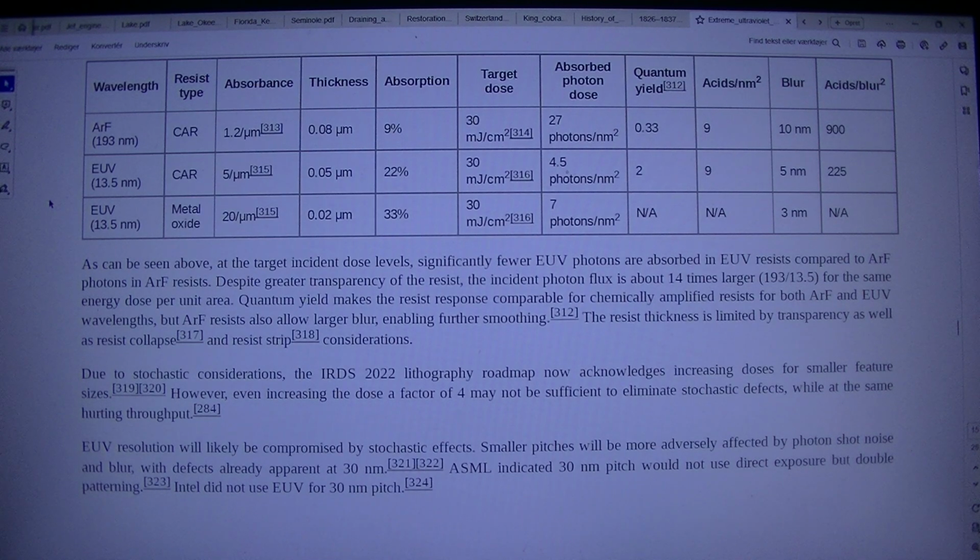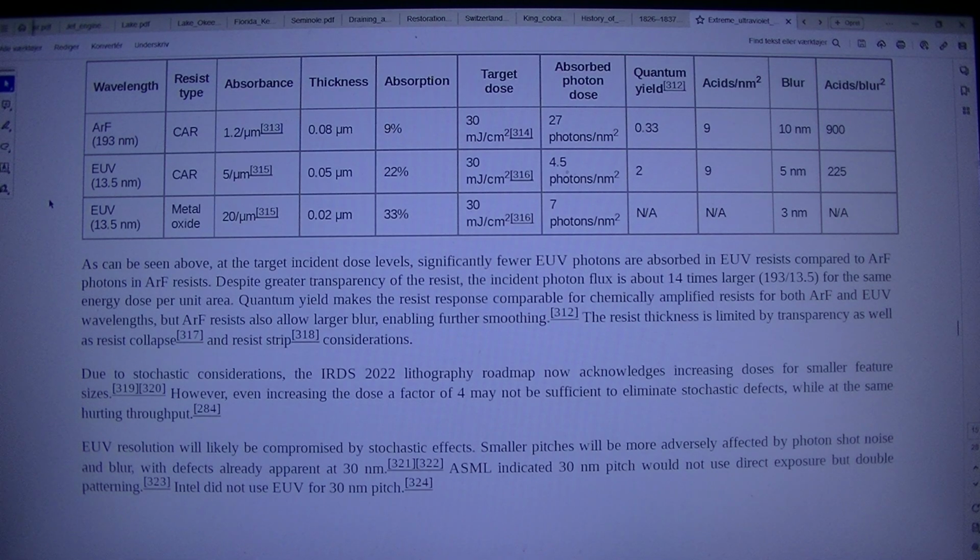As can be seen above, at the target incident dose levels, significantly fewer EUV photons are absorbed in EUV resists compared to ArF photons in ArF resists. Despite greater transparency of the resist, the incident photon flux is about 14 times larger, 193/13.5, for the same energy dose per unit area. Quantum yield makes the resist response comparable for chemically amplified resists for both ArF and EUV wavelengths, but ArF resists also allow larger blur, enabling further smoothing.